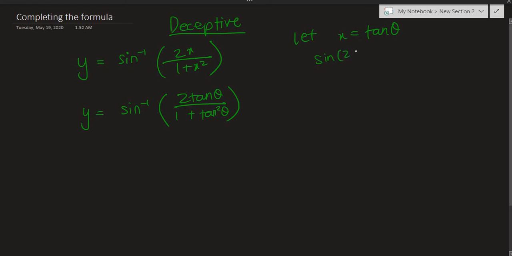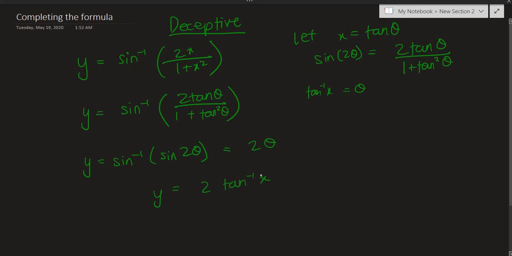But what is this thing? We had a formula for sine of 2 theta as 2 times tan of half the angle. Half of 2 theta is just theta, so 2 times tan theta divided by 1 plus tan squared theta is nothing but sine of 2 theta. So sine inverse of sine of 2 theta, both the functions cancel off, giving us 2 times theta. But what's theta? Tan inverse of x is theta, right? So we have y equals 2 times tan inverse of x. Now we can differentiate both sides with respect to x. We end up with 2 divided by 1 plus x squared, which is the derivative of the inverse tangent function.